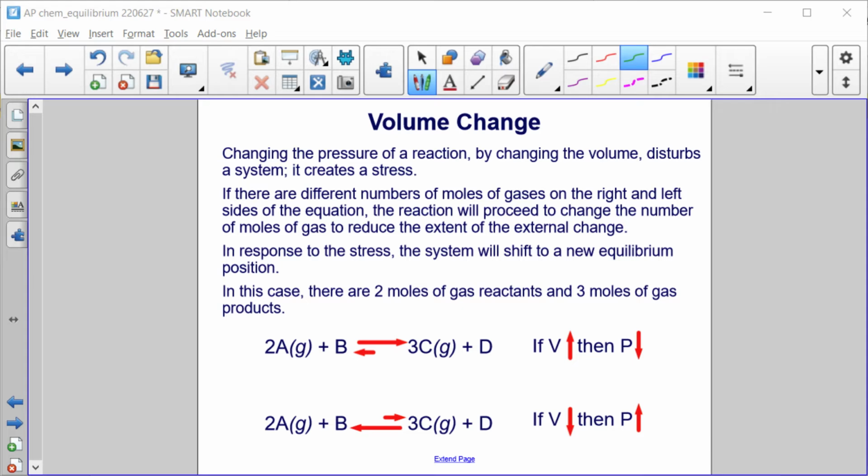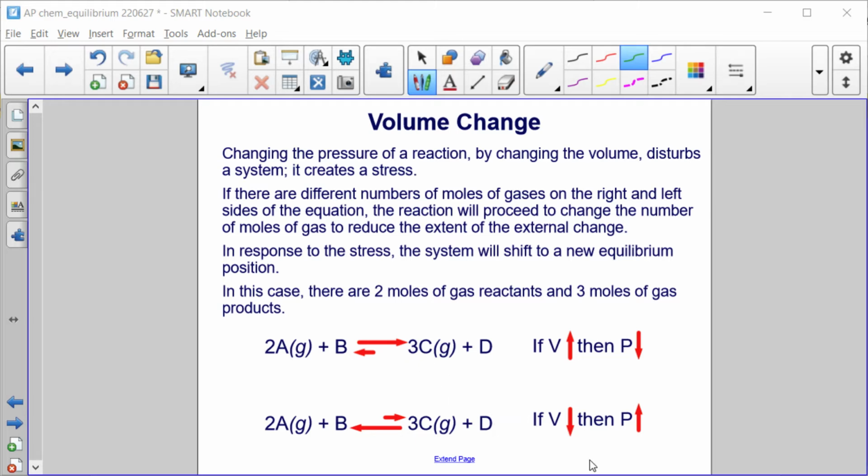If the volume increases, then the pressure decreases. The impact of a decrease in pressure is to shift the equilibrium toward the side of the reaction with more moles of gas to combat or counteract that decrease in pressure. So we shift in this case toward the products, or more moles of gas.